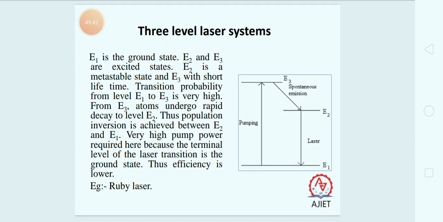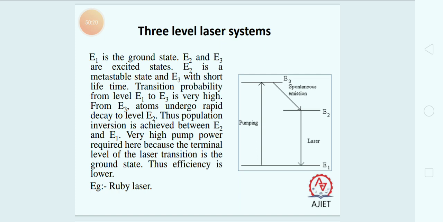Next topic is the 3-level laser system. There are 3-level and 4-level laser systems. In a 3-level laser system, let me consider one energy level diagram, say E1, E2, E3. The condition is E3 is higher than E2, and E2 is greater than E1. Pumping takes place from the ground state to the higher energy state. E1 is the ground state, E2 and E3 are the excited states, and E2 is the metastable state.